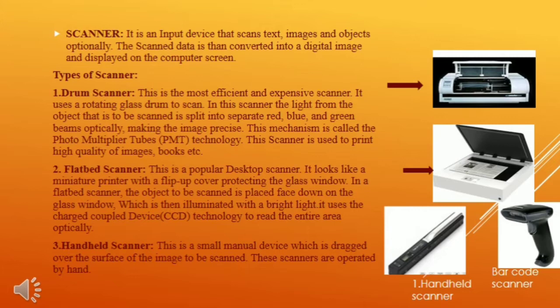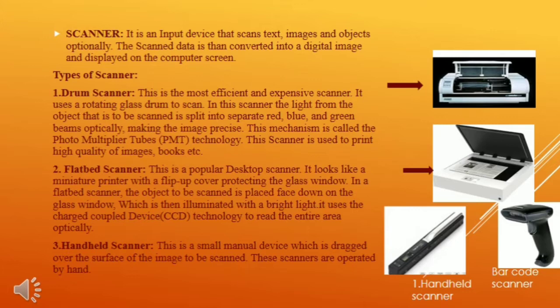In a drum scanner, we can observe red, blue, green beams optically split. They split and scan the object, making the image precisely. This mechanism is called photo multiplier tubes, short form is PMT technology. The drum scanners are used mainly in big industries and to print high quality books and magazines.